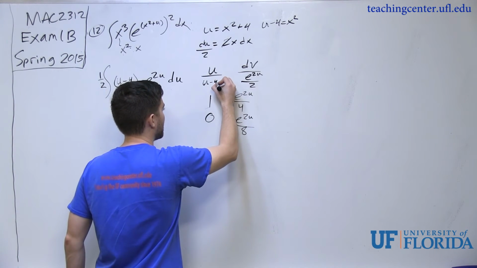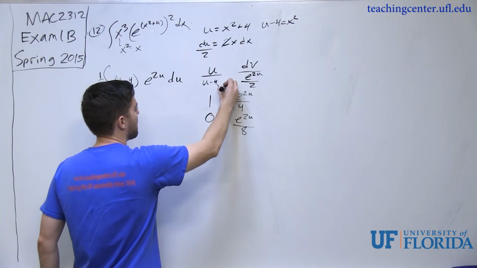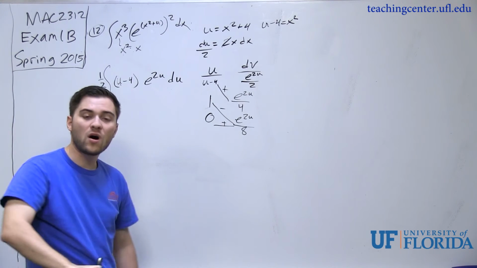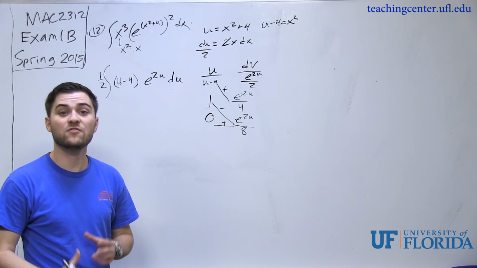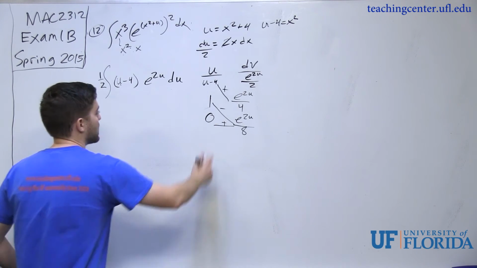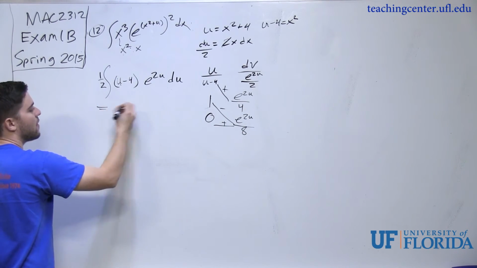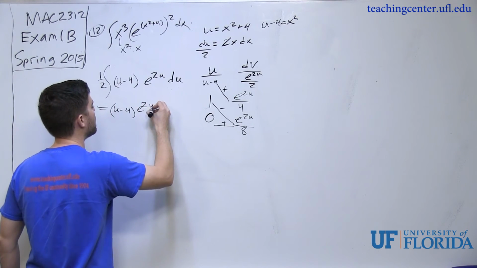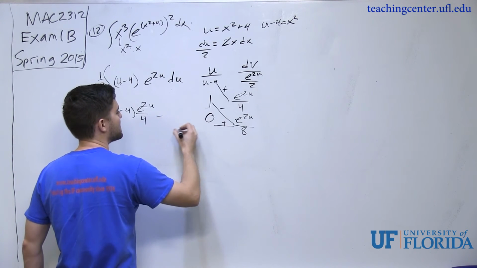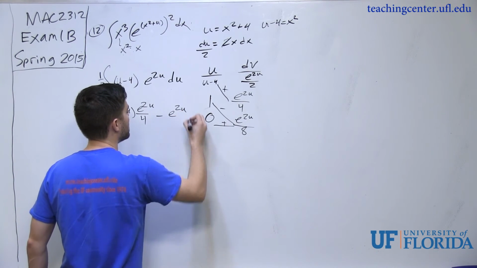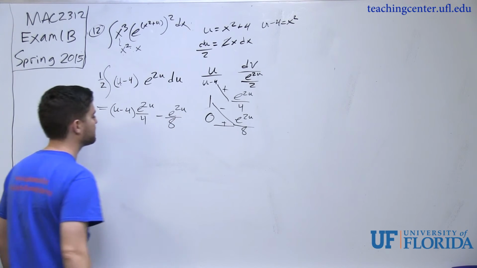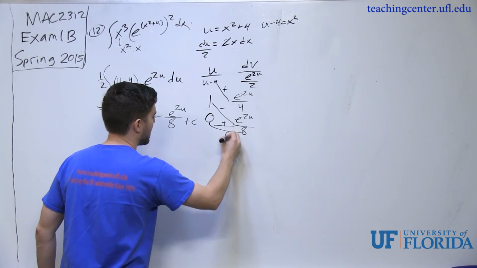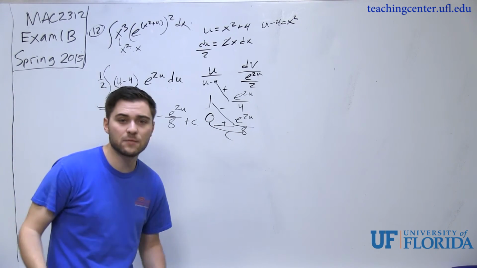Now I do my diagonal terms. U minus 4, that's a plus. This is a minus. This is going to be a plus, but it's the integral of 0. The integral of 0 is just a constant, so that's where that plus c term comes in. Now I can write all these terms out. I have u minus 4 times e to the 2u divided by 4, minus e to the 2u divided by 8, and then plus c. That plus c comes from this term right here, because remember, the integral of 0 is not 0, it's plus c.